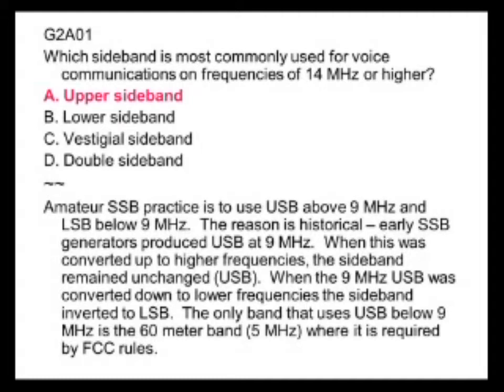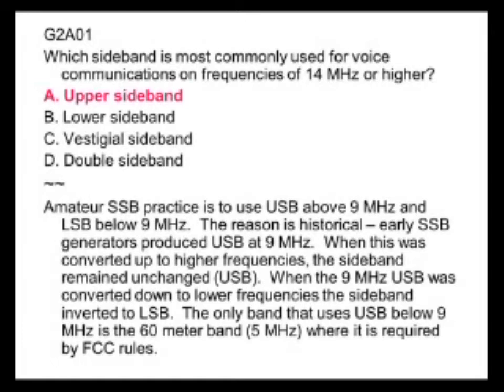It's amateur practice for sideband to use upper sideband on 9 megahertz and above, lower sideband below 9 megahertz. And the reason for this is historical. The early sideband generators produced the upper sideband at 9 megahertz. And when this was converted up to higher frequencies, the sideband remained unchanged. It stayed upper sideband. But when the 9 megahertz upper sideband was converted down to the lower frequencies, the sideband inverted to lower sideband. So that's how the custom developed to use upper sideband on the upper frequencies, lower sideband on the lower frequencies, with 9 megahertz being the split point.